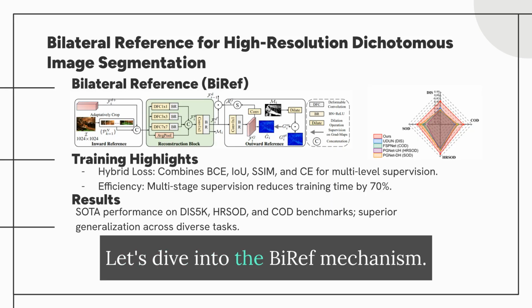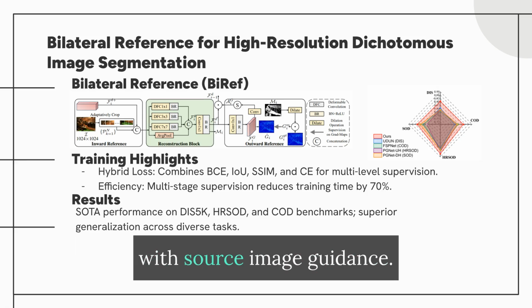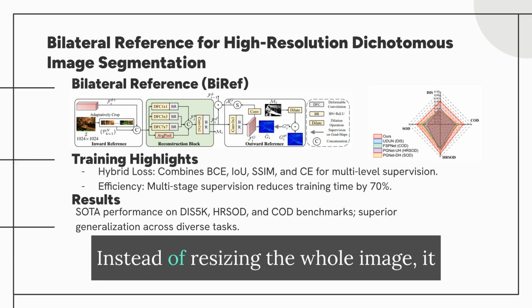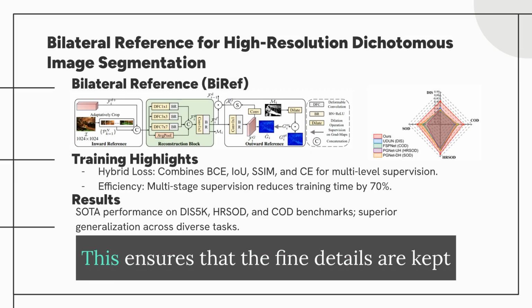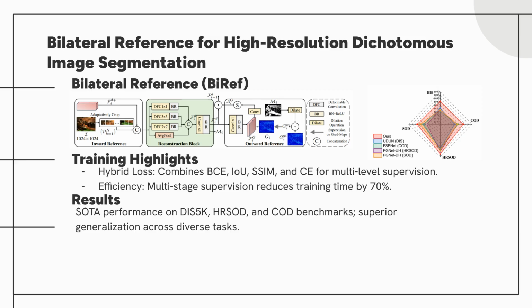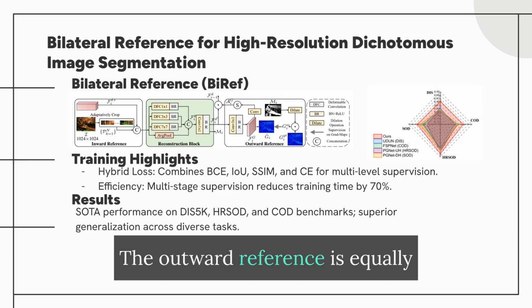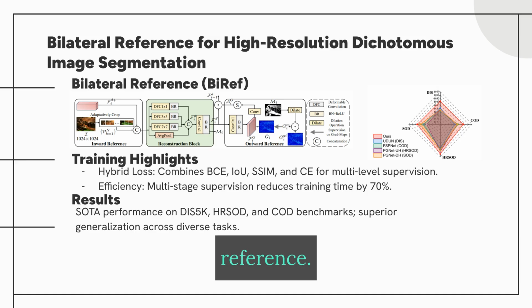Let's dive into the BiRef mechanism. The inward reference provides the model with source image guidance. Instead of resizing the whole image, it uses original resolution patches. This ensures that the fine details are kept intact and not blurred by downscaling. The outward reference is equally important. It uses gradient maps as a target reference.